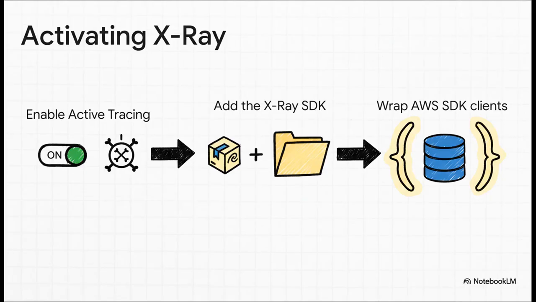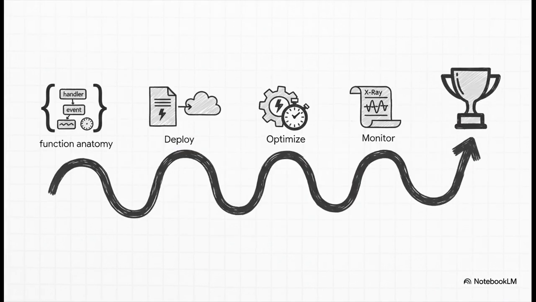And getting X-Ray up and running is surprisingly easy. You just click a checkbox in the Lambda settings called Active Tracing, add the X-Ray SDK to your project, and then wrap your AWS clients with it. That's it. X-Ray takes over from there and starts drawing this incredible map of how all your services are talking to each other.